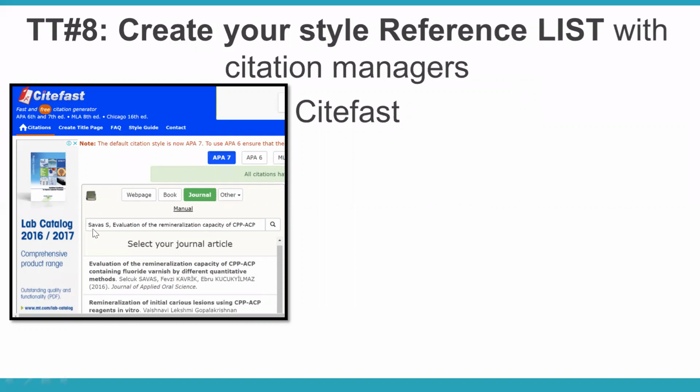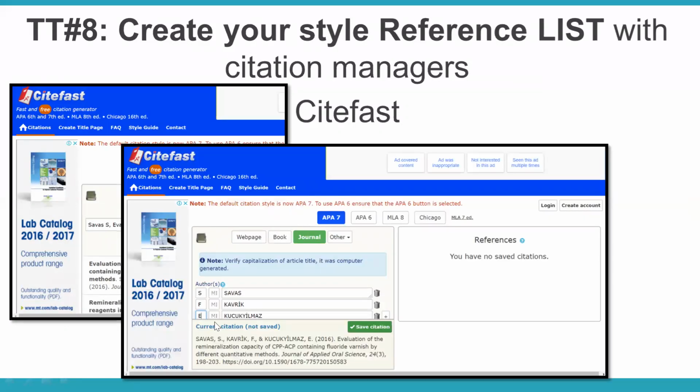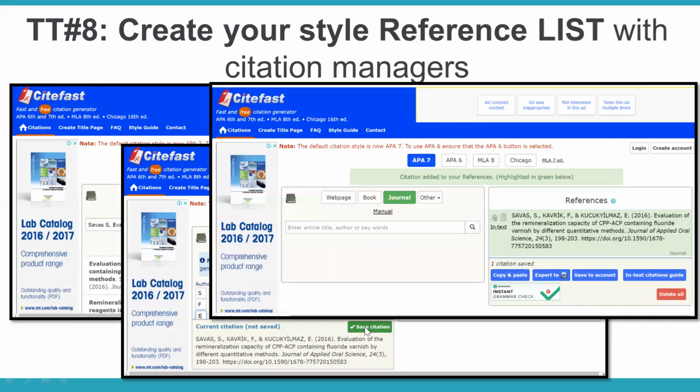As we were working on Savas S evaluation of remineralization, once I paste my reference and click on search, you can see the author's name, everything appears along with URL. Here we get with URL, there is an option of save citation. When you click on save citation, all your references get collected in this. And then you can export all your collected or searched references to Word document.